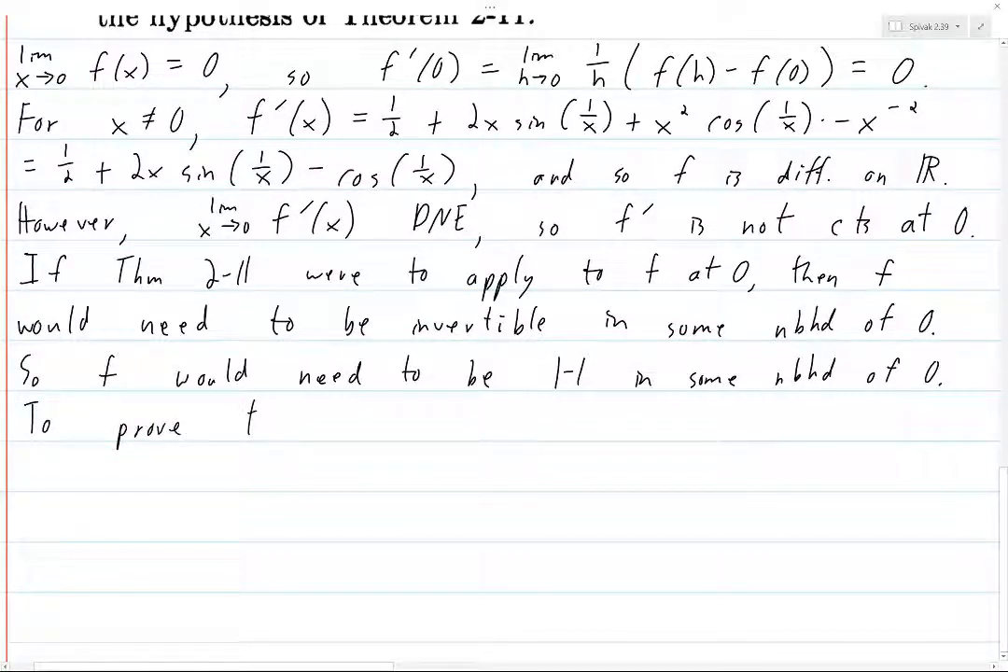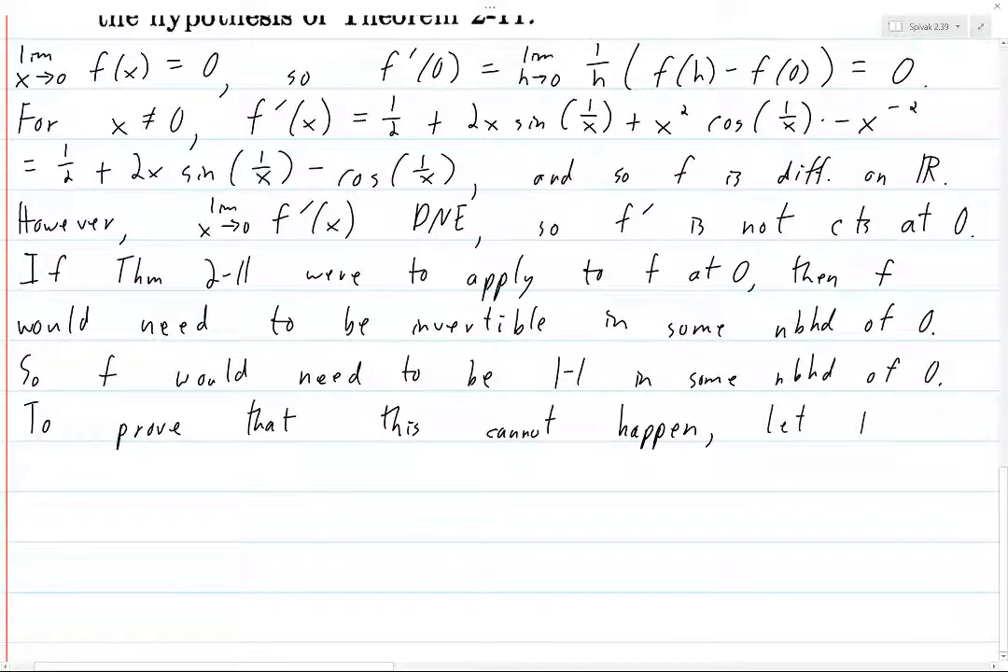To prove that this cannot happen, of course what we're going to end up proving is that f is not 1-to-1 in any neighborhood of 0. And that's basically because f oscillates too much. But anyways, let's prove this rigorously.